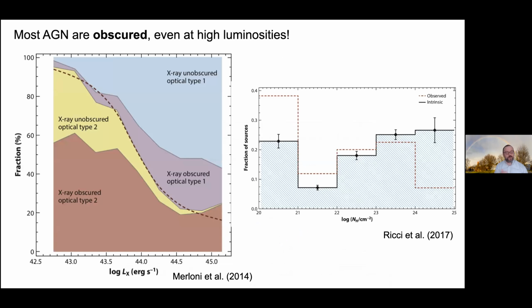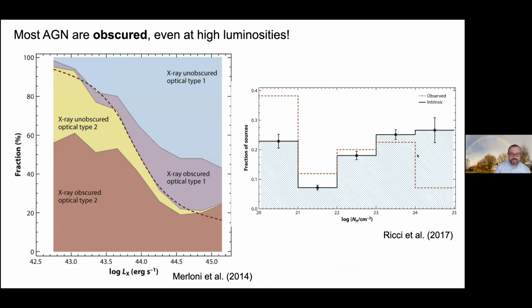So there's been a lot of work on this, and people look both in the local universe and across cosmic time. And one of the main things that people have found is there is a dependence on luminosity, for example, in obscuration. But even at the highest luminosities, most of the AGN are obscured. And that obscuration actually extends to quite high column densities, well into the Compton-Thick regime, as Tanima pointed out.